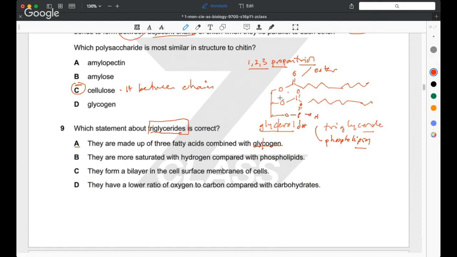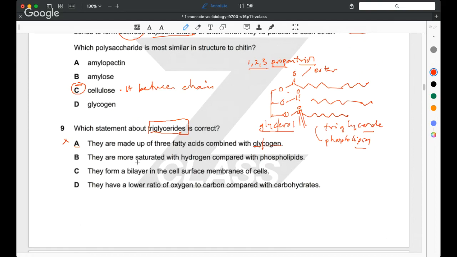Okay, so that's the structures we're working with here, and which statement about triglycerides is correct? So, excuse my bad writing there. Well, if we discounted that one, that was just a confusion between glycerol and glycogen.